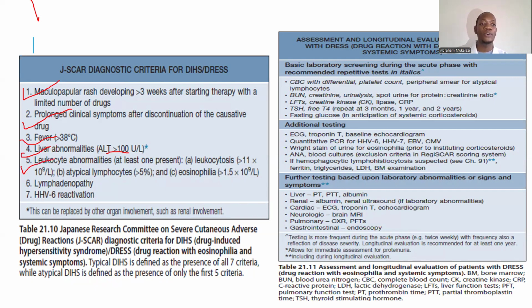Then someone will have leukocyte abnormalities. If someone has any of the following: a leukocytosis of above 11, atypical lymphocytes, or eosinophilia, all these give them a score. Then if someone has lymphadenopathy, we said that in the systemic involvement you have lymphadenopathy. And then if you can ascertain with a PCR and you confirm there's human herpes 6 reactivation, that is also another score. So in this drug reaction, if you have all the criteria present, then that is typical.